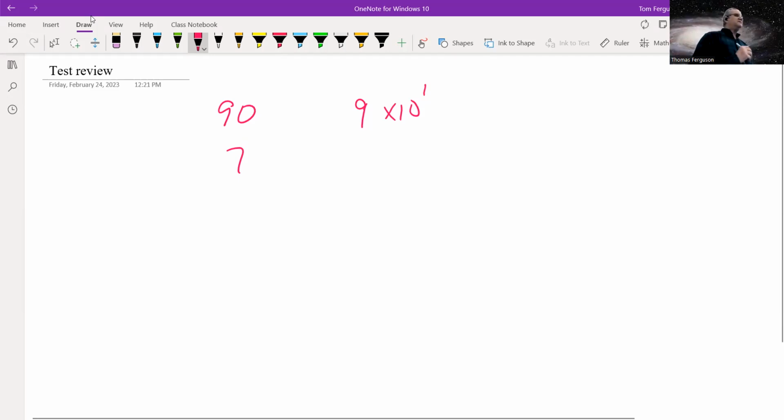7, how many sig figs is that? 1. We have to have a 10 to the exponent, and that's going to be 0. Because 10 to any number raised to the 0 power is equal to 1. That's an identity in math. The only exception is 0 to the 0 power is not 1. It's actually 1.5. Believe it or not.